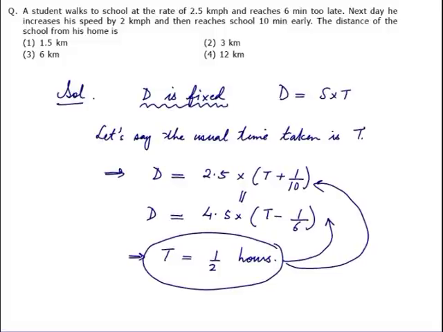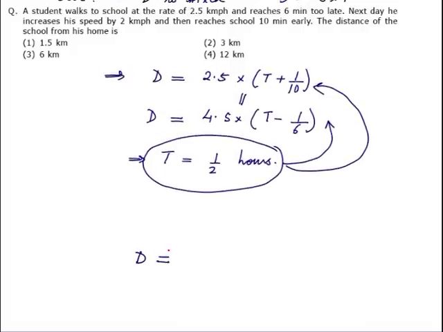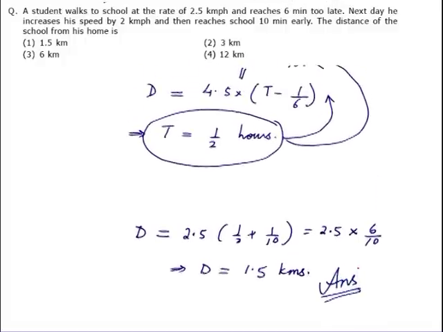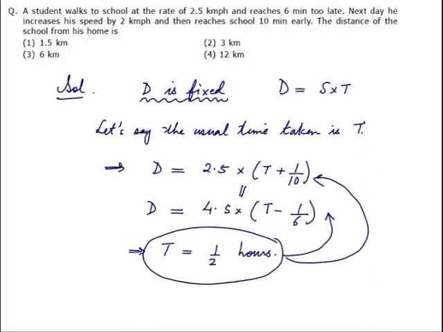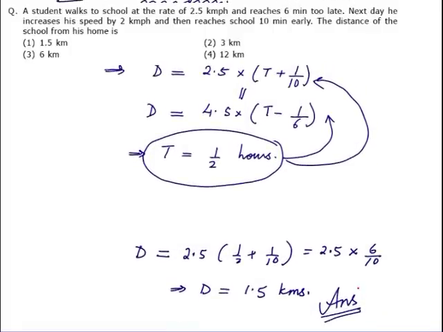So let us substitute this in the first equation and we get d will be equal to, this has moved down, let me take it slightly up. d will be equal to 2.5 into 1 by 2 plus 1 by 10. So that will be 2.5 into 6 by 10, and that gives me the value of d finally as 1.5 kilometers, which in our option was option number 1. This is the answer. I hope the solution is absolutely clear to you. A very, very elegant and simple solution based on fixed distance. Okay, so let's move on to the next one.